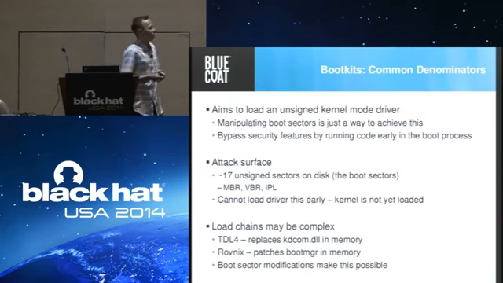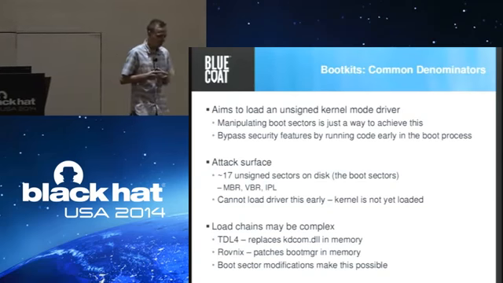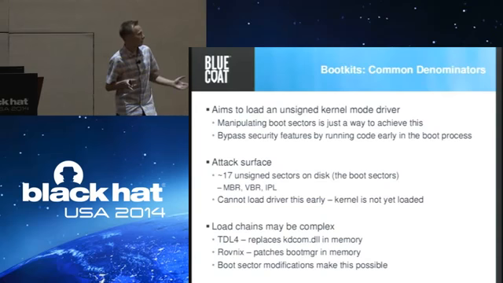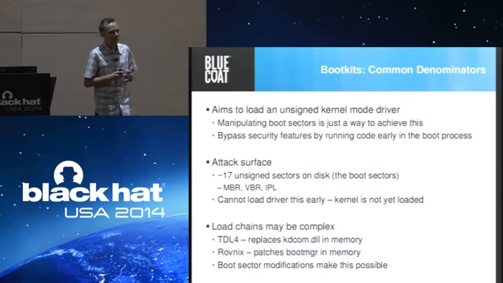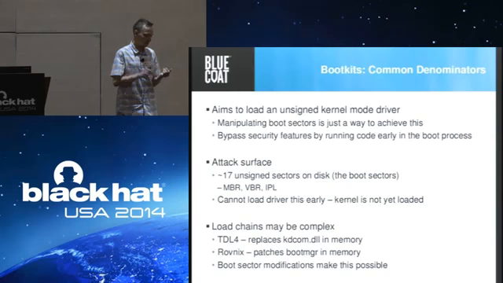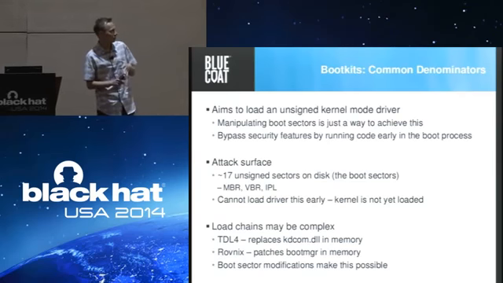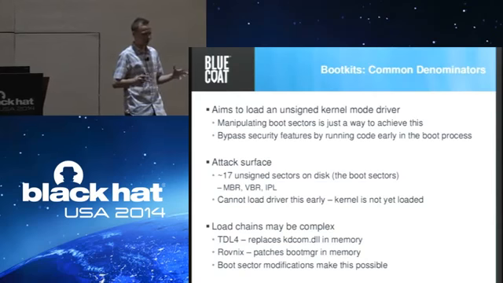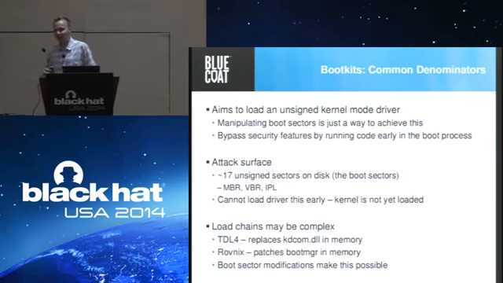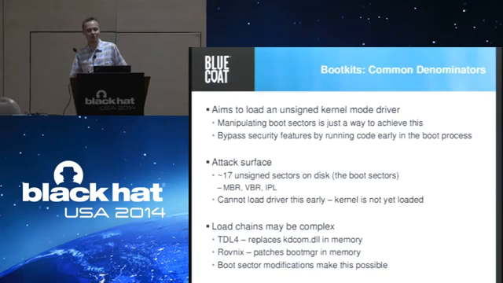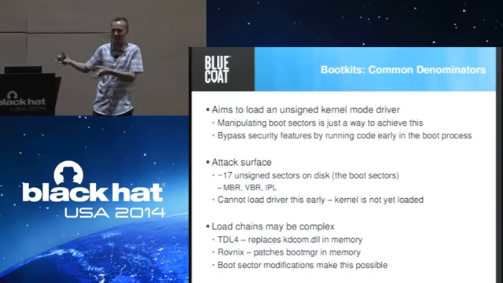So most rootkits will actually modify the master boot record, but the attack surface is slightly bigger. There are roughly 17 unsigned sectors on disk that can be manipulated. It consists of the master boot record, the volume boot record, and the initial program loader, sometimes referred to as just bootstrap code, which is roughly 15 sectors that just contain code. But the challenge is, even though they can manipulate this, they can't really load a driver this early, because it's really inconvenient to load a kernel mode driver before the kernel itself is loaded.